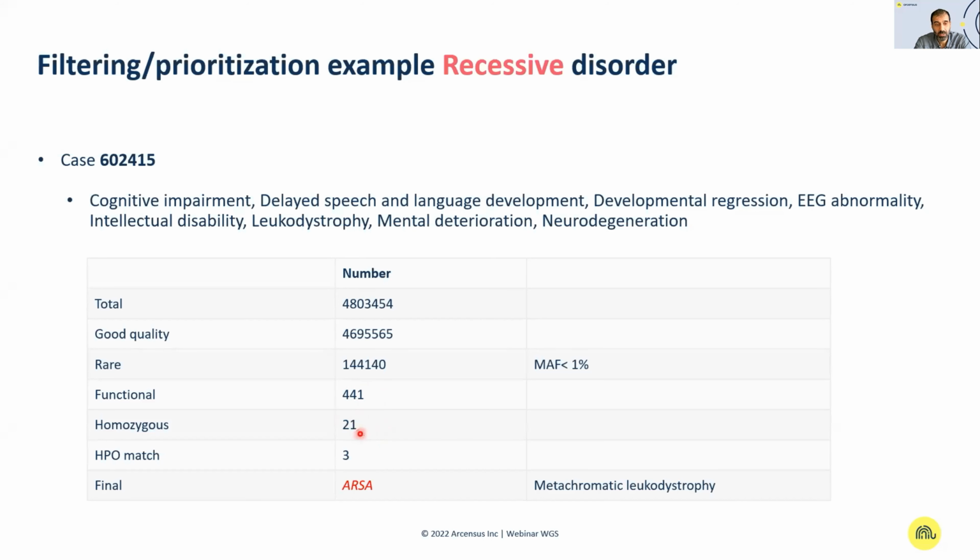harbor those symptoms. Then we ended up with only 3 candidates, and based on literature and further analysis and the severity or the scoring of the mutation, we ended up with only 1 variant that is eventually present in this gene, ARSA, that is known to associate with metachromatic leukodystrophy, perfectly explaining the symptoms.